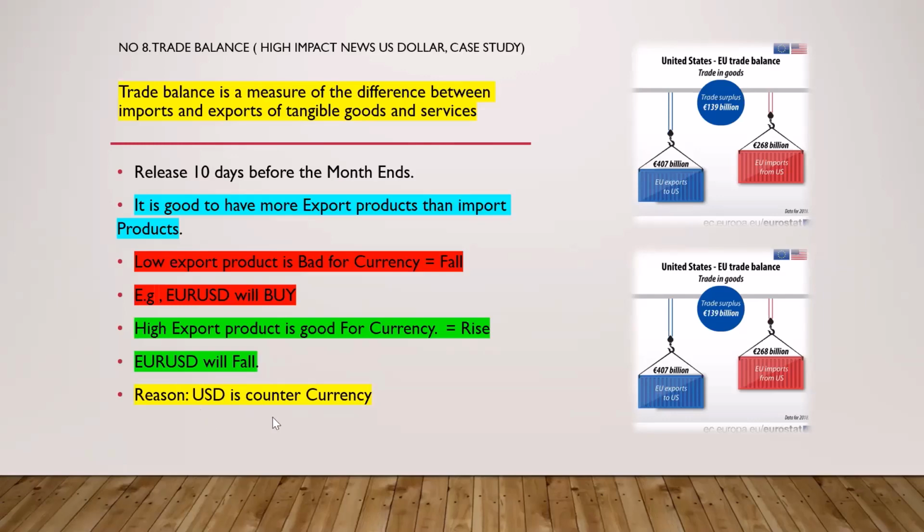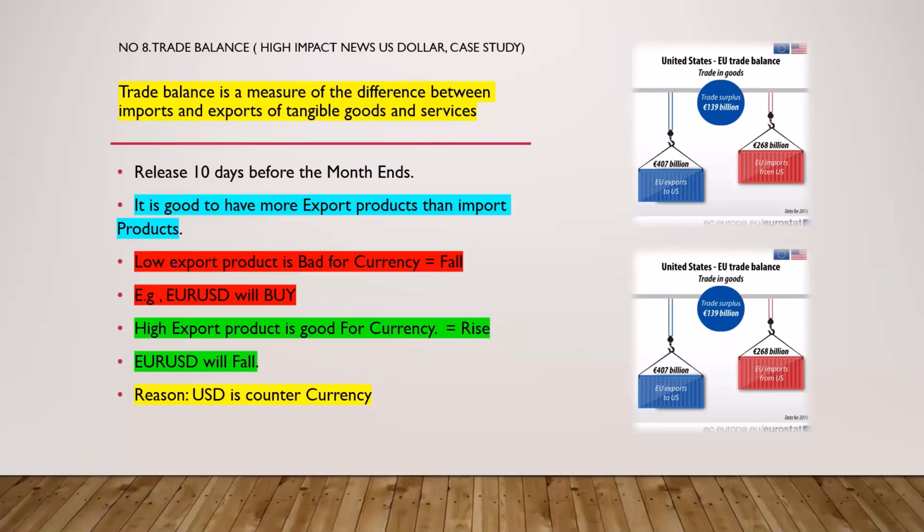Now, the reason why you should sell Euro USD, because the market has to fall, is because USD is a counter currency. When the dollar is strong, Euro USD will fall, but when the dollar is weak, Euro USD will buy. And when there is a higher export product in United States, it is a good sign for the dollar, and the dollar will rise.